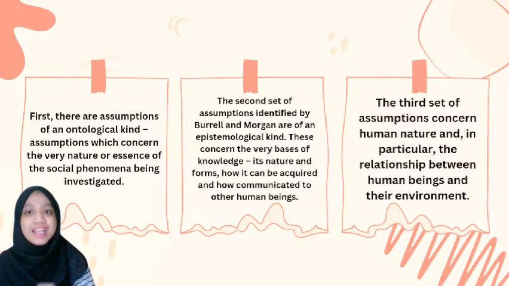The second set of assumptions identified by Burrell and Morgan are of an epistemological kind. This concerns the very basis of knowledge, its nature and forms, how it can be acquired and how communicated to other human beings. And the third set of assumptions concern human nature and, in particular, the relationship between human beings and their environment.